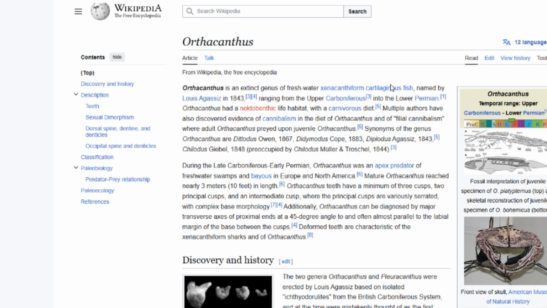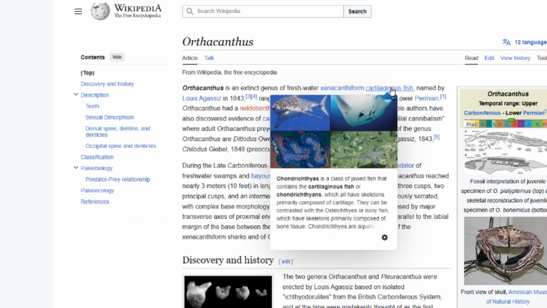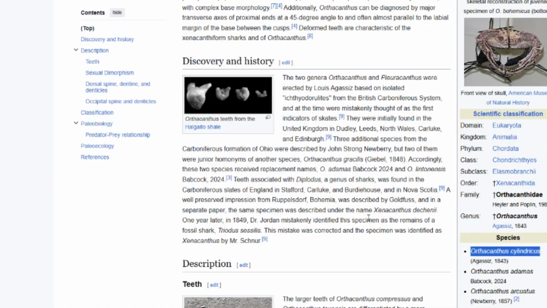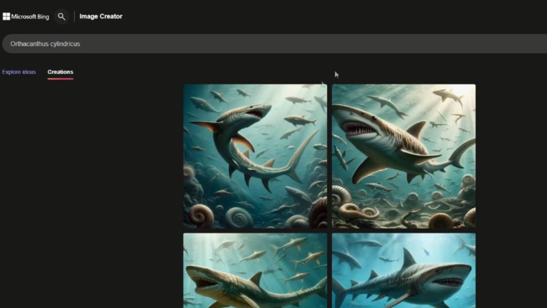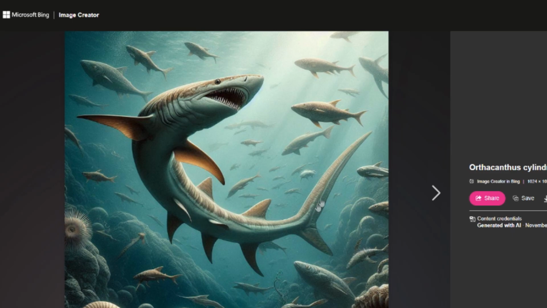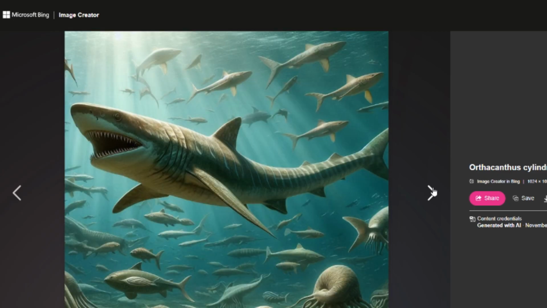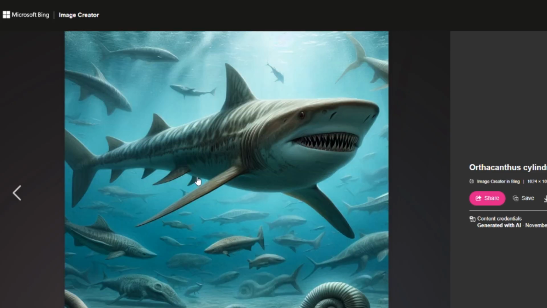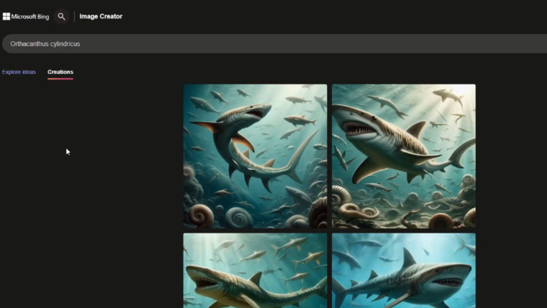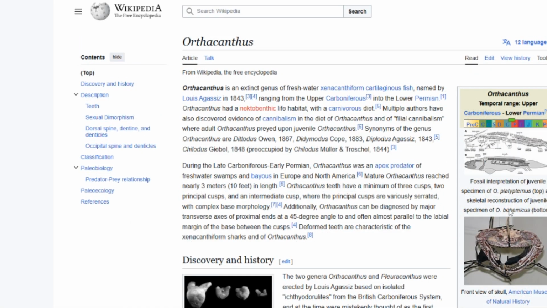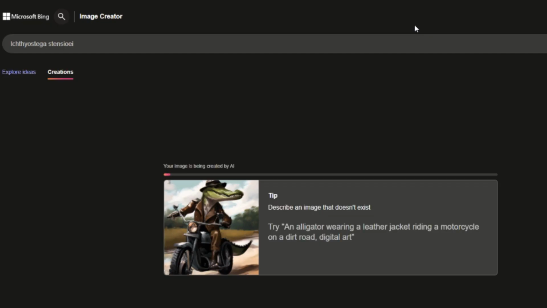They were xenacanthiform cartilaginous fish. Okay. Now, to be fair, cartilaginous fish technically do include sharks. But this is a bit too literal. Also, what the heck is going on here? That's a long boy. That just looks wrong. That looks like more of a normal shark. But again, that's not what Orthacanthus is. It's different than a shark. It's close, somewhat closely related, but they're not sharks. They're not sharks. That's not what they are. They're not sharks.